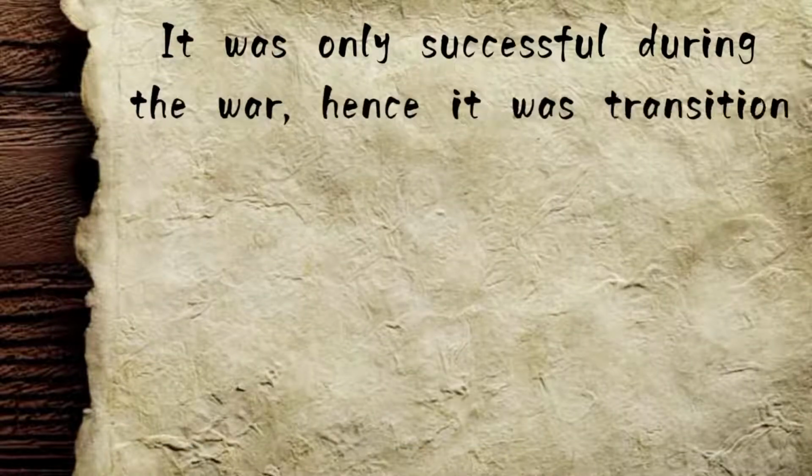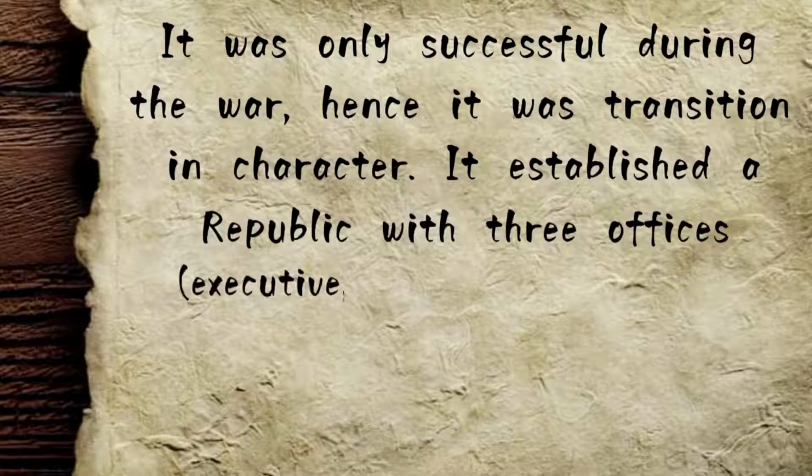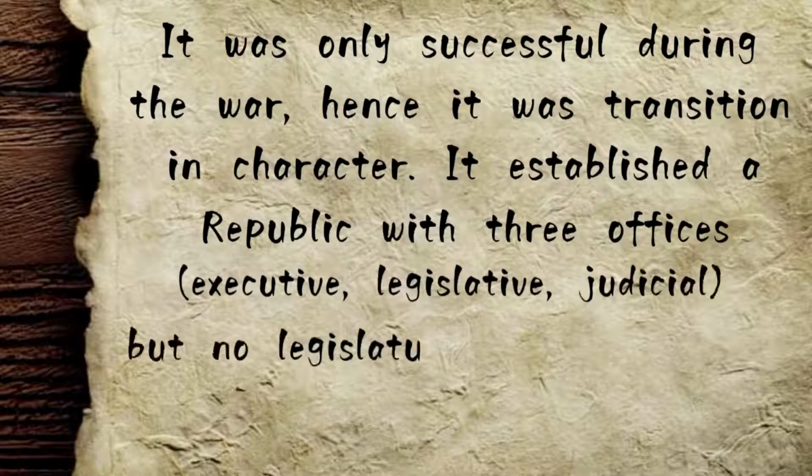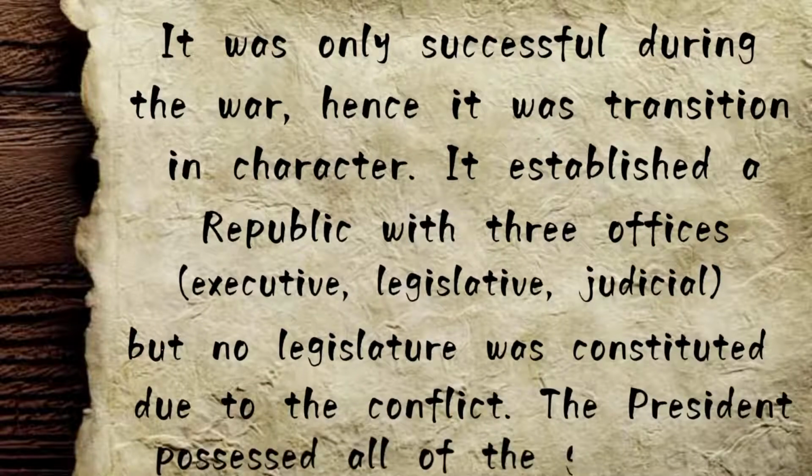It was only successful during the war, hence it was transitional in character. It established a republic with 3 branches, the executive, legislative, and judicial, but no legislature was constituted due to the conflict. The president possessed all of the government's power.